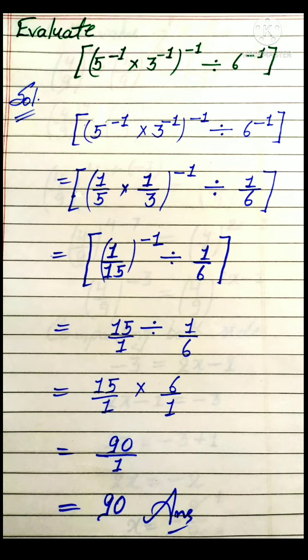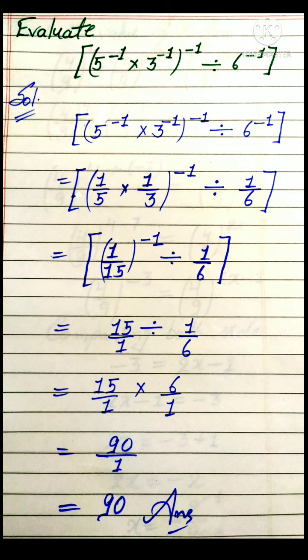Next, here we have to evaluate, within a bracket, 5 inverse, like 5 to the power minus 1, we can say as 5 inverse into 3 inverse, to the whole power minus 1, divided by 6 inverse. Now as we know, we can remove the minus power by the reciprocal of the base. So this 5 will become 1 upon 5, and this 3 inverse can be written as 1 upon 3.